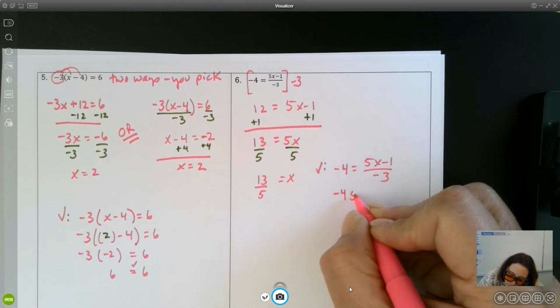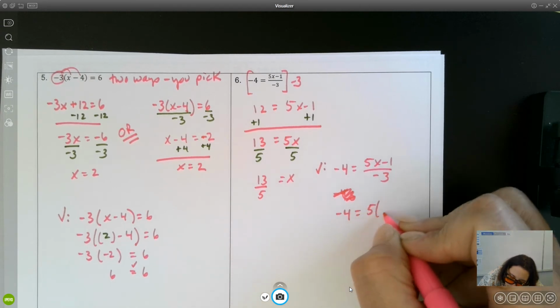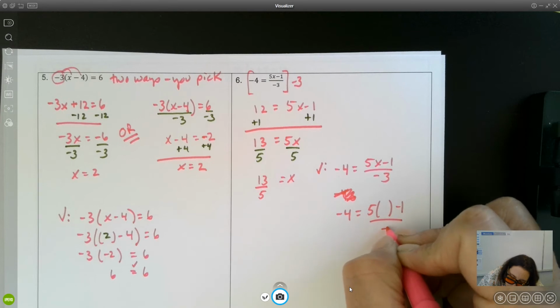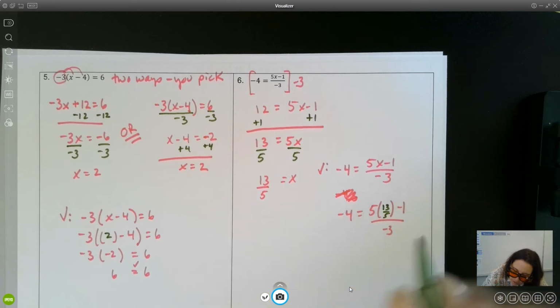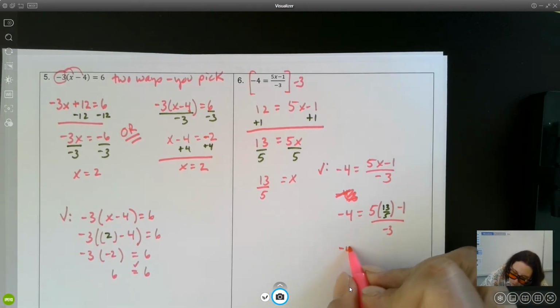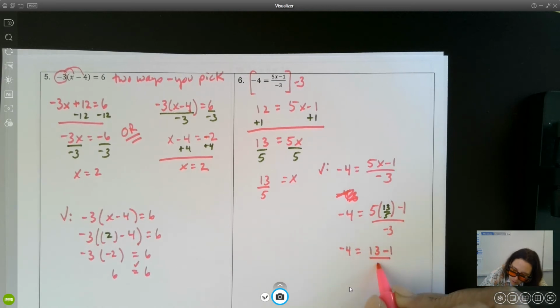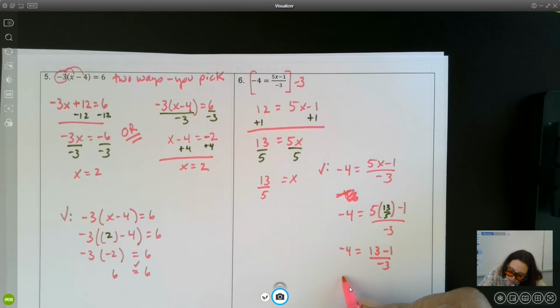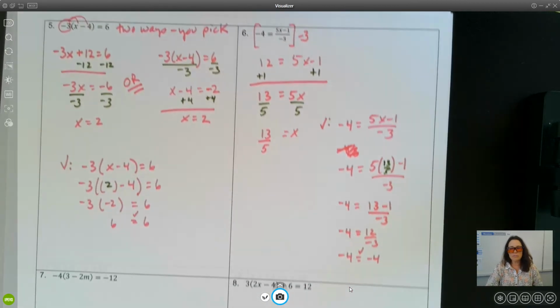Instead of the x, I put a parenthesis. I'm going to put 13 fifths in here. So I've got negative 4 equals. Don't these 5s cancel? And aren't we just left with 13 minus 1? So I've got negative 4 equals 13 minus 1 is 12 over negative 3. And isn't 12 over negative 3 just equal to negative 4? So negative 4 equals negative 4.